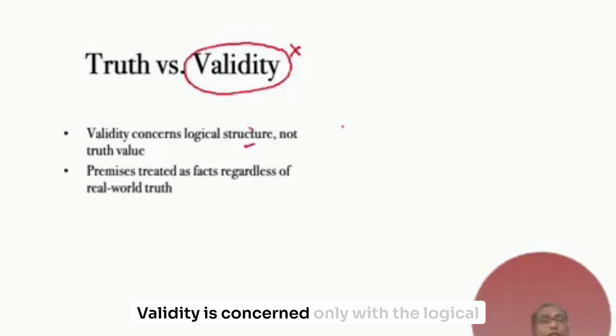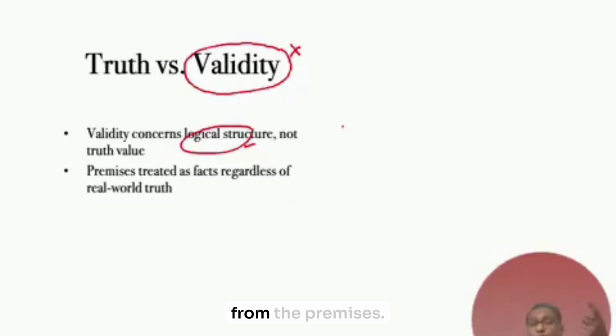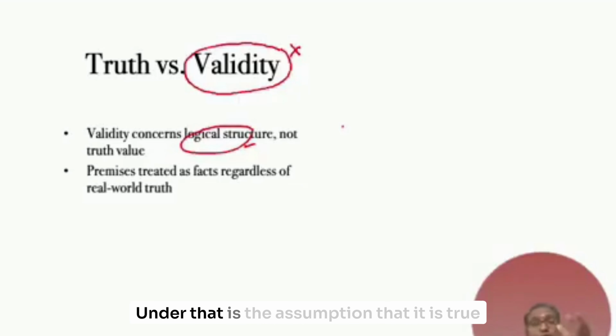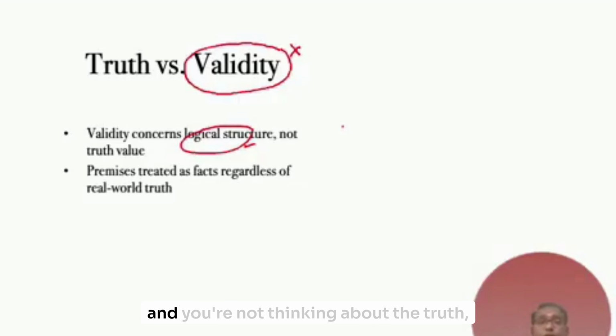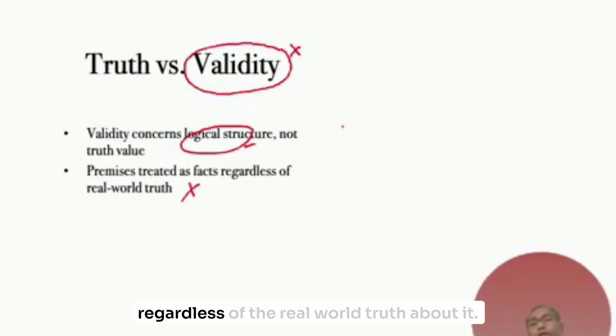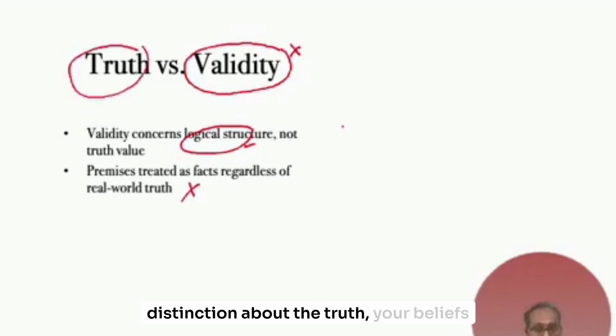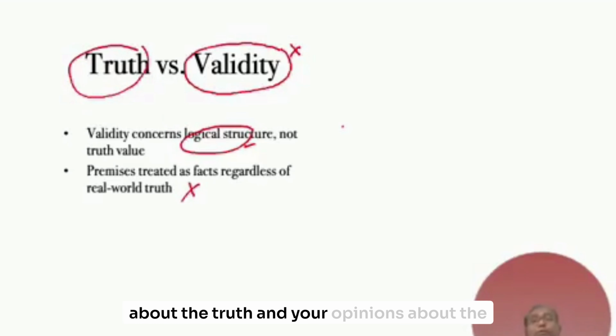Validity is concerned only with the logical structure of whether the conclusion follows from the premises. Under that is the assumption that the premises are true. You're not thinking about the truth, you're just asking yourself, if these premises were true, would the conclusion necessarily follow from them? So the premises are treated as facts regardless of the real world truth about them. You need to make that distinction. At the same time, you also have to separate your beliefs about the truth and your opinions about the statement. You have to stay away from those.